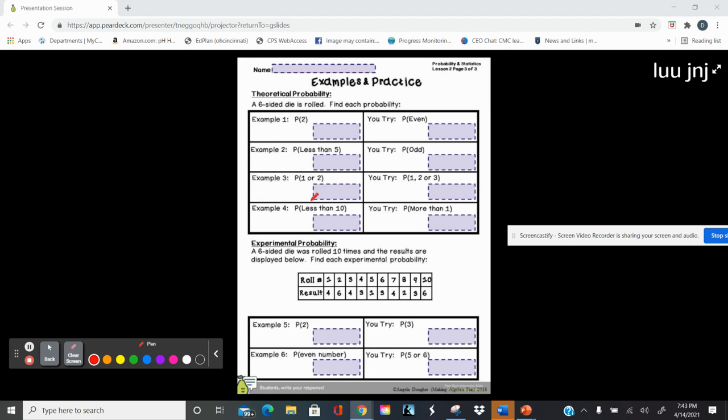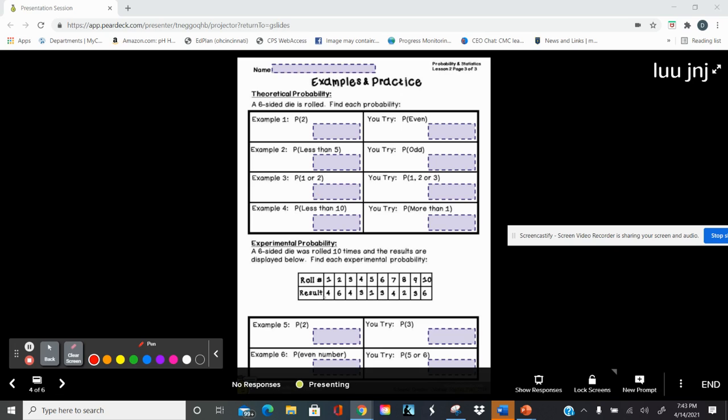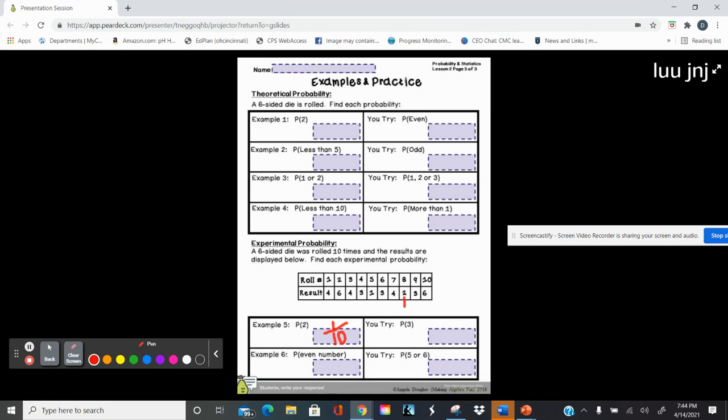So for the first example, they want to know the probability of 2. So what we're going to do is look at our chart, and we're going to see how many times we rolled a 2. So let's see the results. Oh, there's 1, 2. So it looks like we only rolled a 2 one time. So our favorable is going to be 1. That's the actual outcome. The amount of trials was 10. So then that is the probability, 1/10.